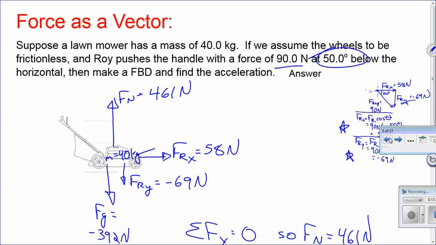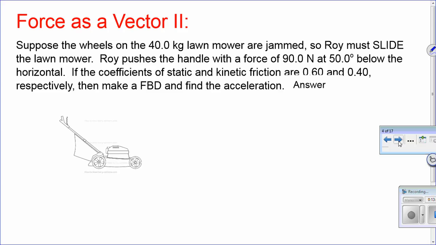Awesome-tastic. All right. So on the back, same problem, but now we've got friction. It actually ends up not being that bad. But the part that I'm going to add, the third example, does turn out to be that bad. So prepare yourself. All right, so here we go. We've got a 40 kilogram, I almost said refrigerator. What do you call this thing? Lawnmower. 40 kilogram lawnmower.